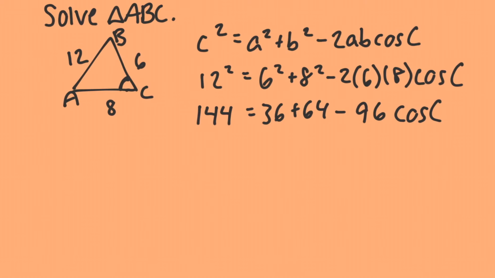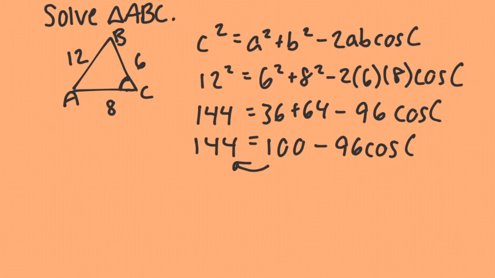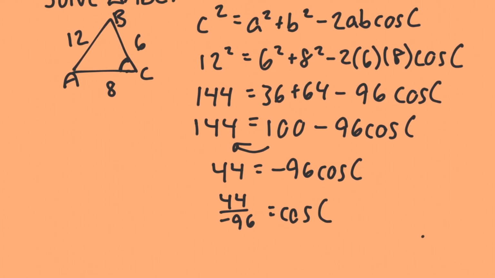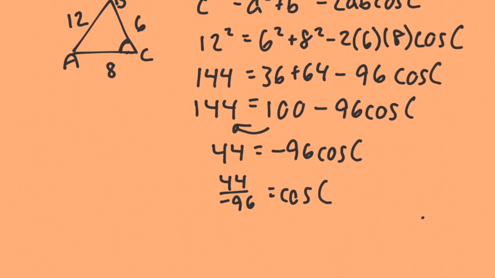A common mistake here, we can't combine all 3 of these numbers because this is not a like term. This has a variable attached to it. But we can combine 36 plus 64. Again, you can't do 100 minus 96 because those aren't like terms. We're going to have to subtract 100 over to the other side. Then we can divide both sides by -96. And then to split apart the cosine from the C, we can inverse cosine both sides.